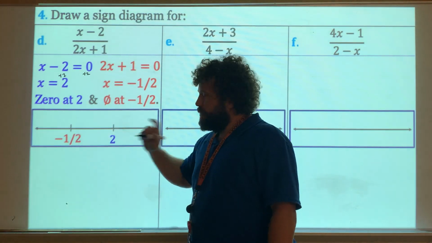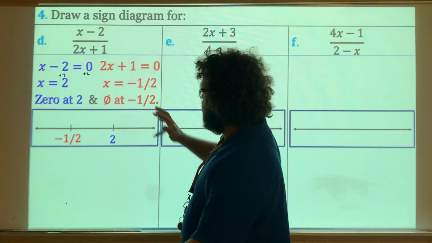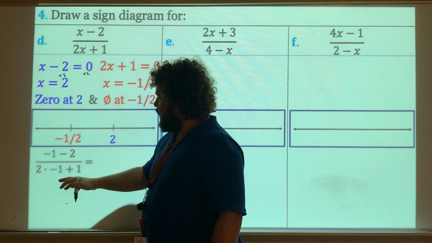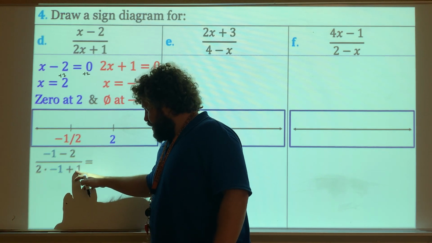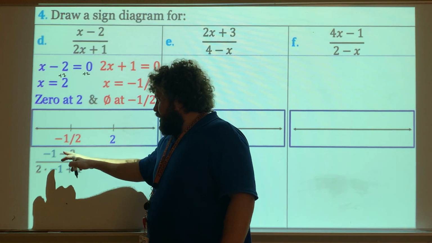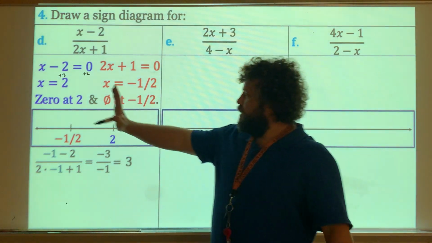Negative 1/2, 2. Number less than negative 1/2 is negative 1. Negative 1 minus 2 is negative 3. Multiplication before addition. Negative 2 plus 1 is negative 1. Negative 3 divided by negative 1 is a positive 3. Positive.